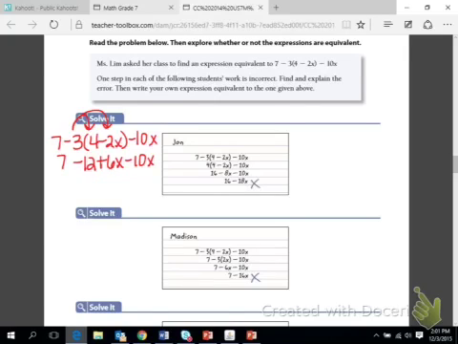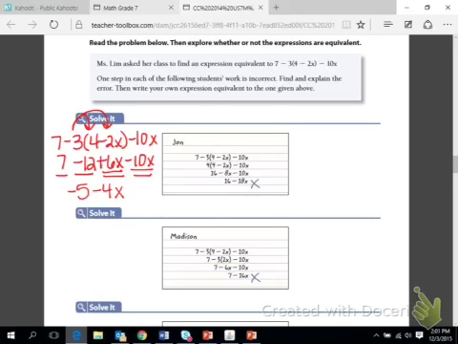At this point, we can see that 7 and negative 12 are like terms. 6x and negative 10x are like terms. So 7 minus 12 is negative 5, and 6x minus 10x is negative 4x. So the expression should be negative 5 minus 4x.